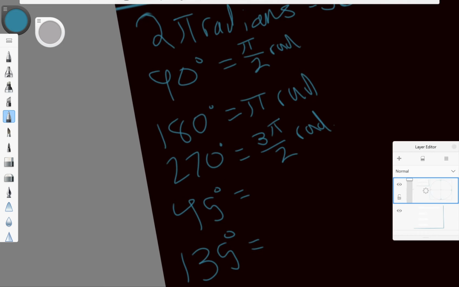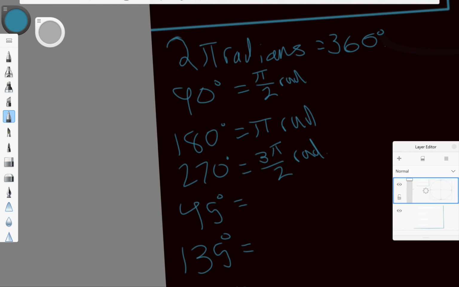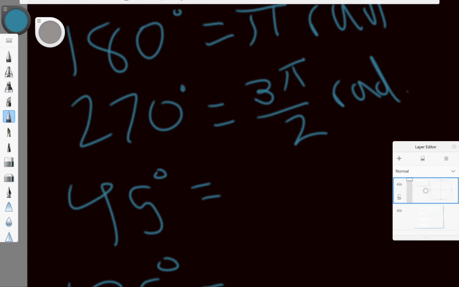45 degrees. How can we calculate 45 degrees? Well, it's in between pi over 2 and 0. So it's the average of them. So pi over 2 plus 0, over 2. So pi over 2 plus 0 is pi over 2. And then over 2 is, precisely right, pi over 4.